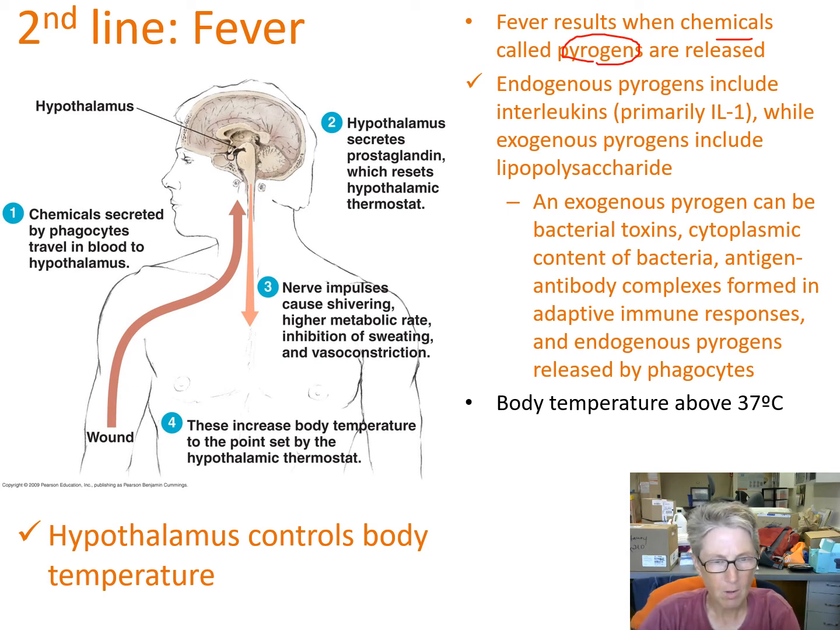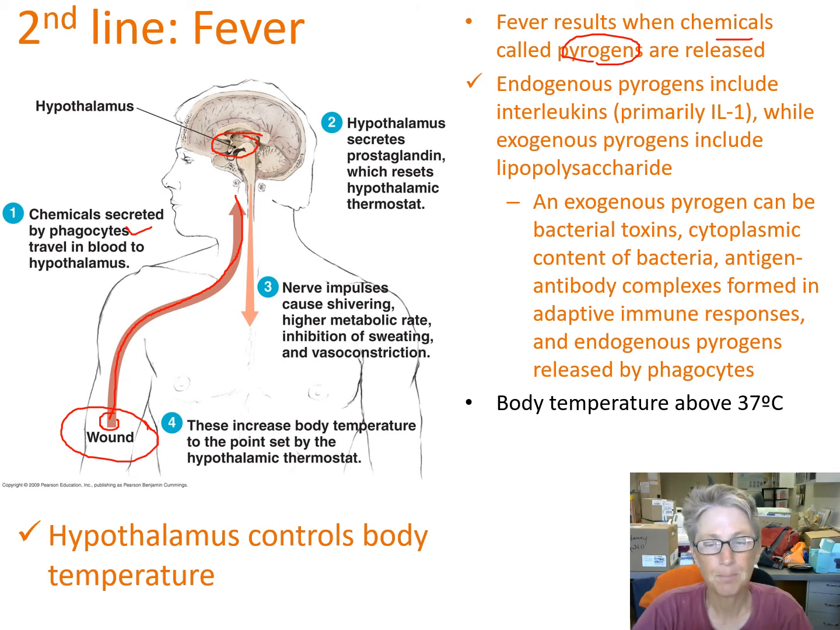Okay, so check it out. Here's your wound. So you got a wound, and chemicals like pyrogens were released at the wound site by phagocytes like macrophages and neutrophils, and then those chemicals got in the blood vessels and traveled up here to the hypothalamus. And those chemicals talked to cells in the hypothalamus and told them to secrete prostaglandins, and prostaglandins will reset the hypothalamic thermostat.